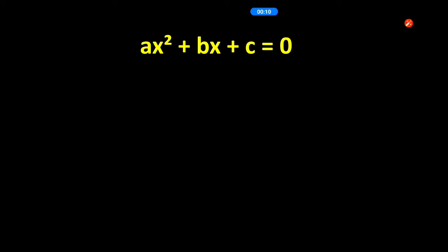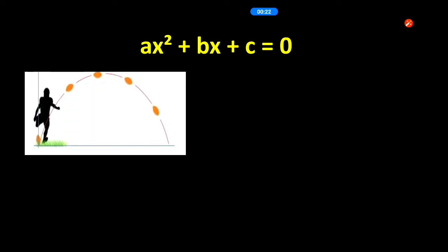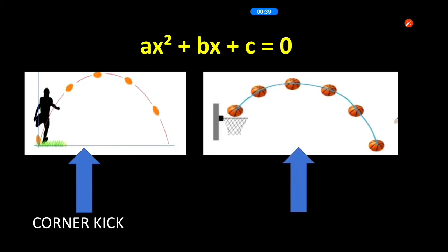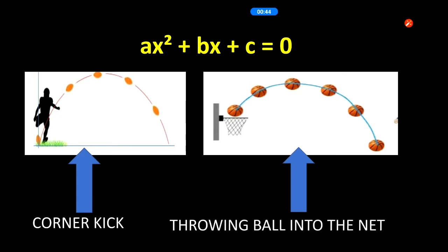Ax squared plus bx plus c equals 0 is the general quadratic equation. It is a parabola, which is very useful with the combination of projectile, bearing, and distance in playing a corner kick in football. It is also very useful in throwing a ball into the net in basketball.